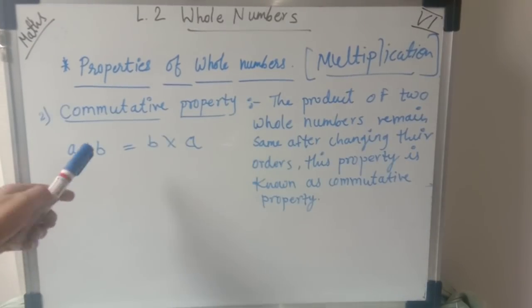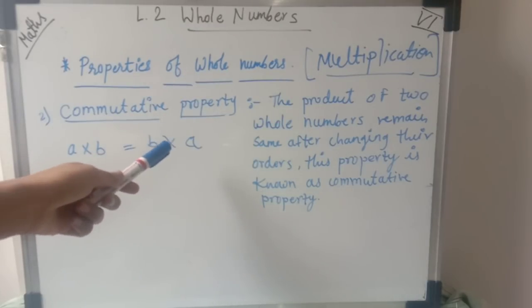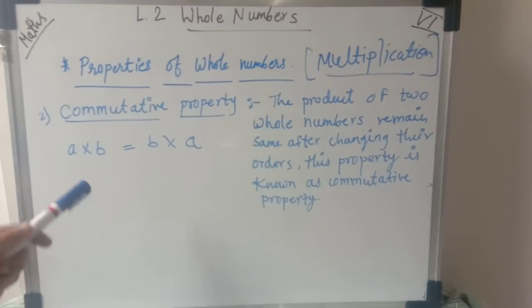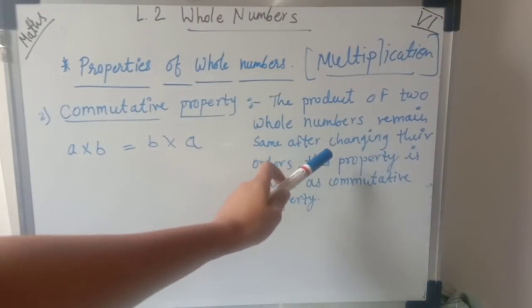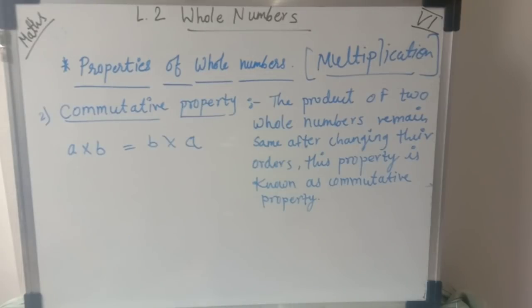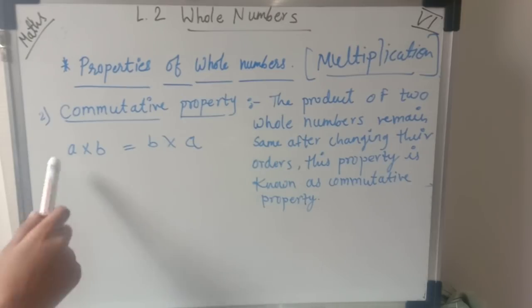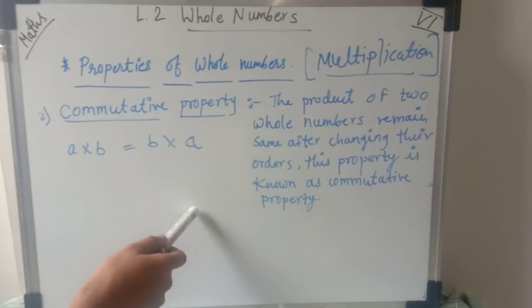Now the second property is commutative property. What does commutative property mean for multiplication? Here the commutative property is saying the product of two whole numbers remains the same after changing their order. This property is known as commutative property. Here they are saying, if we consider A and B both are whole numbers and multiply them, we'll get the same answer after changing their order also.